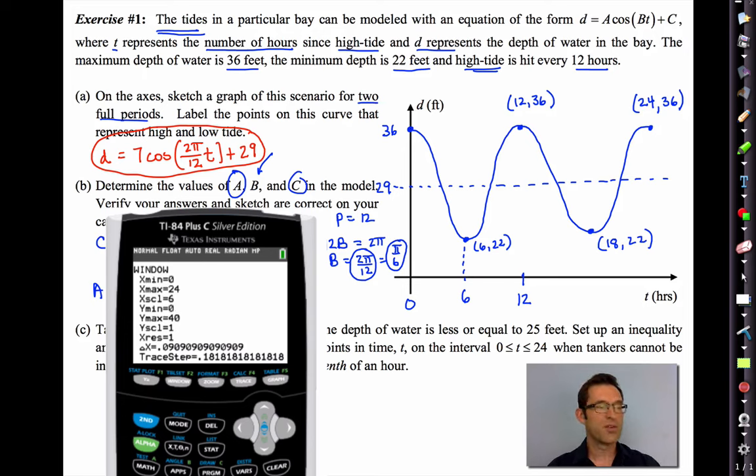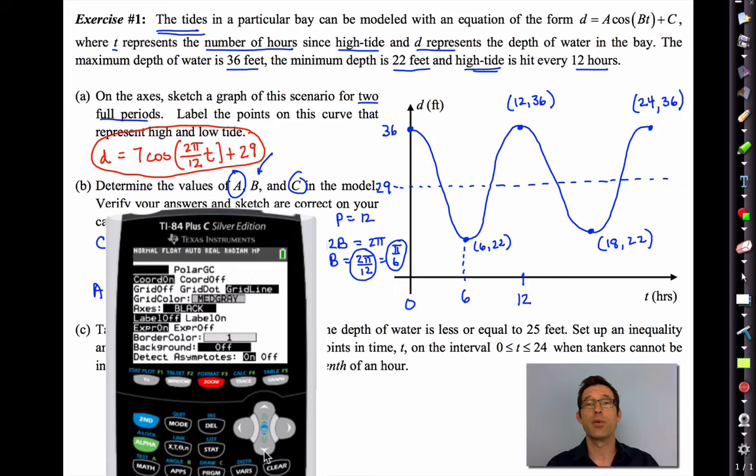But now what I'd like to do is go into my format, and I'm actually going to turn my grid off. I don't want my grid on anymore. We've been doing a lot of graphing with the grid on. If it's currently on, I would suggest turning it off. It won't kill you if it's on, but there'll just be a lot of lines on the screen. All right. That's done. Let's hit graph.